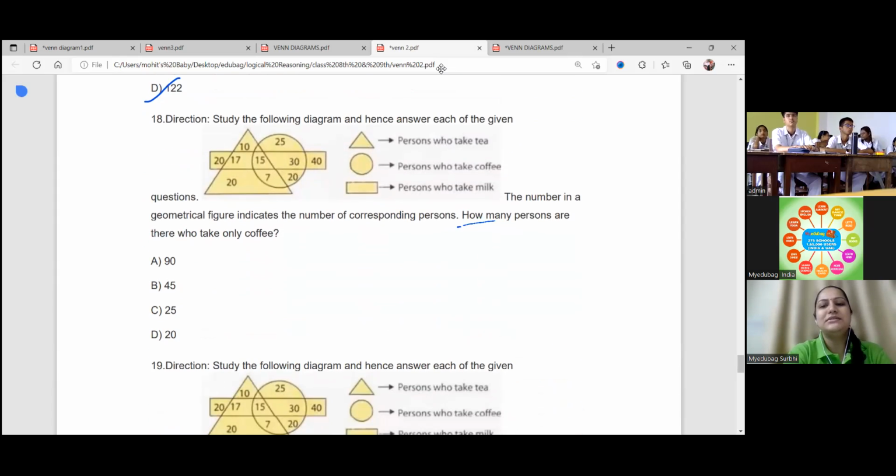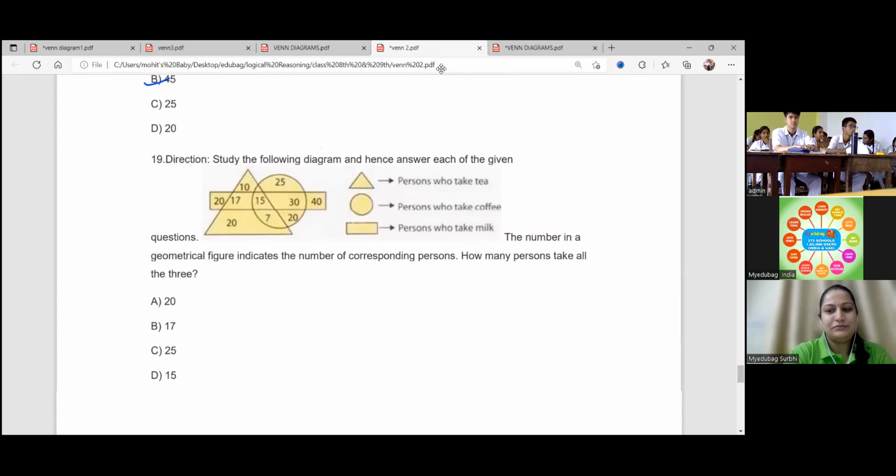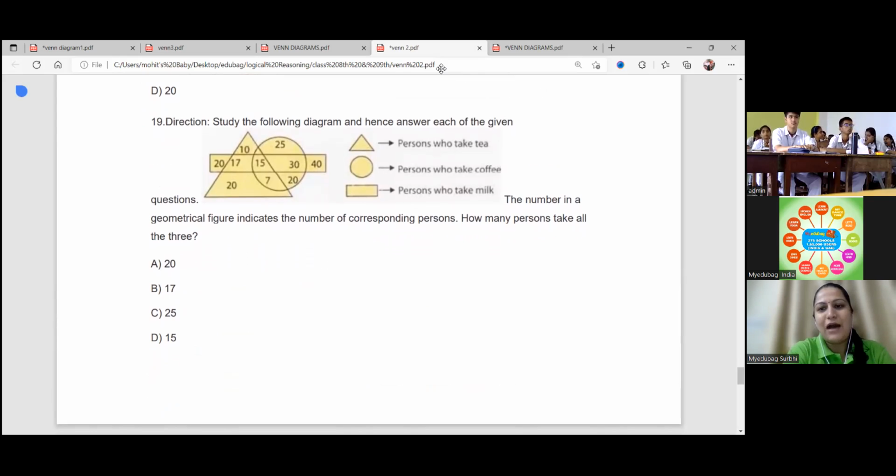Okay. How many persons are there who take only coffee? Only coffee. It is the third one, the second one. Answer is the second one. You have to only see 25 and 20. Only coffee. Okay. Now, how many persons take all the three? Fourth. Okay, answer is fourth because 15 is common in all the three figures.